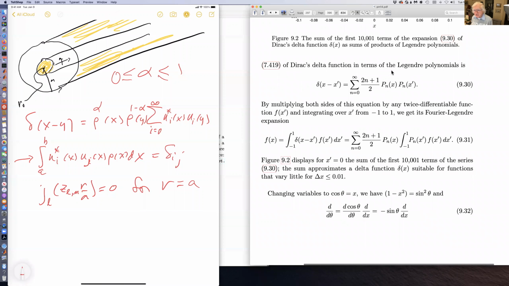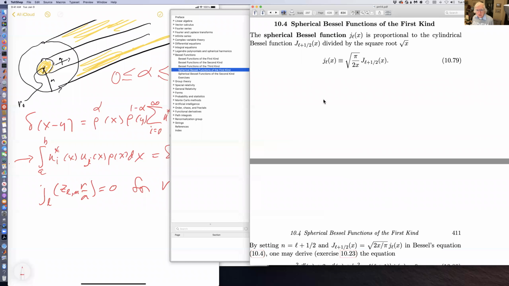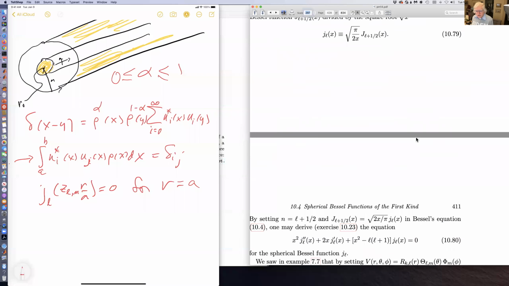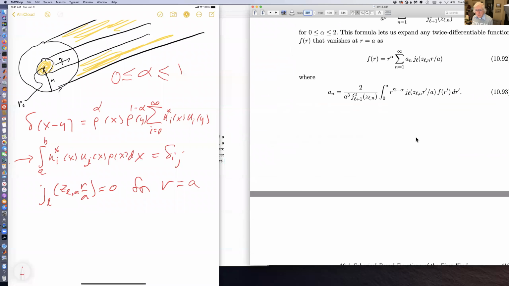This was just using the completeness and orthogonality of the Legendre polynomials to write an arbitrary function as a sum of Legendre polynomials. Well, now we know that integrals of Legendre polynomials are related to spherical Bessel functions. And so we can jump back to where we were. So let me try to get us to where we were.